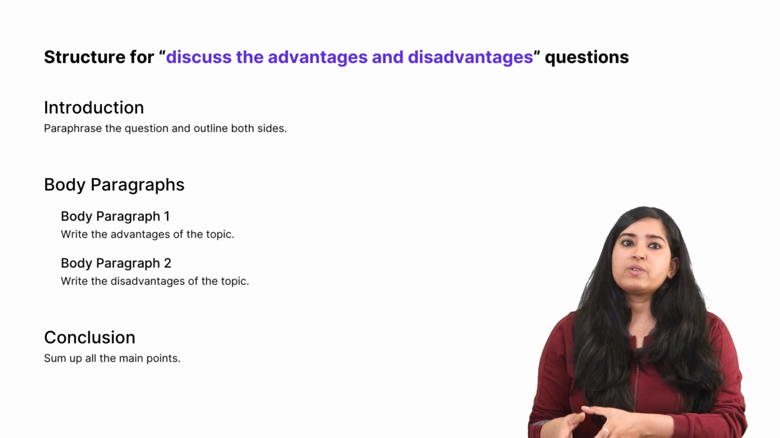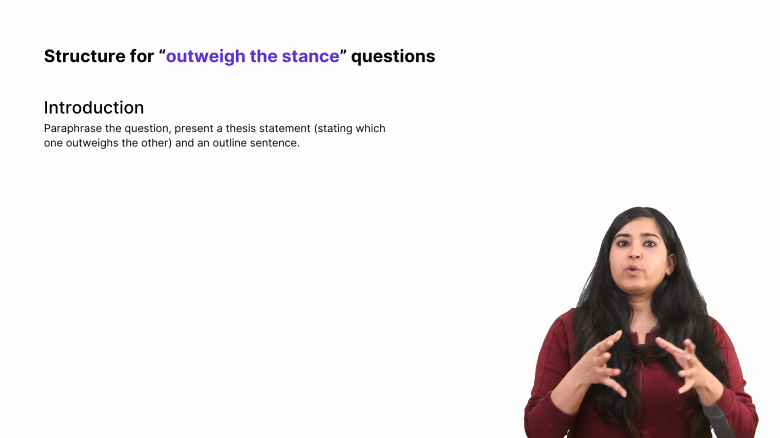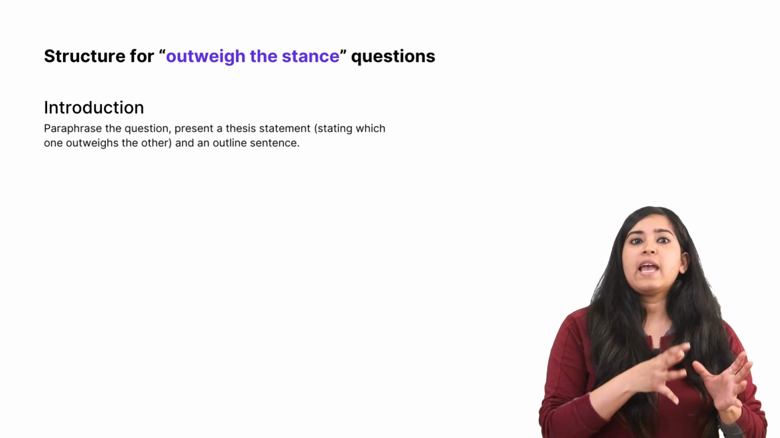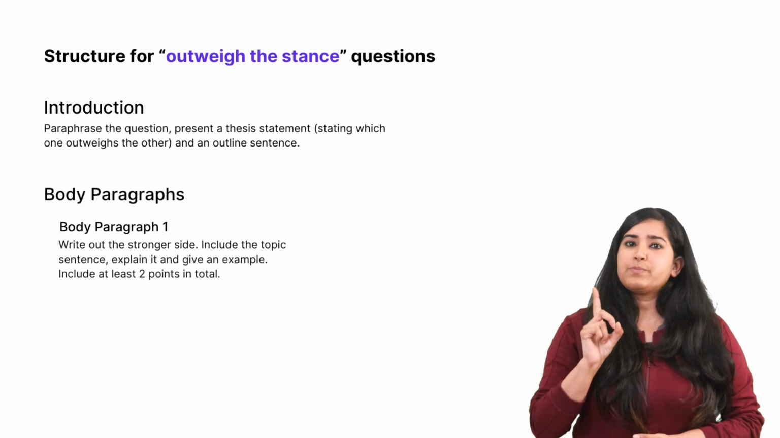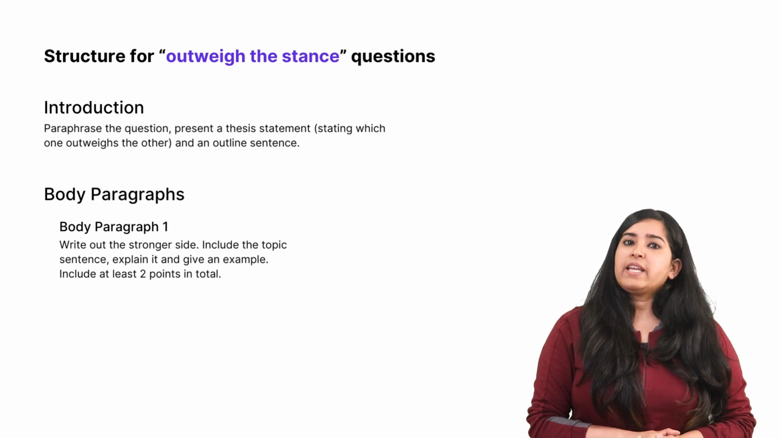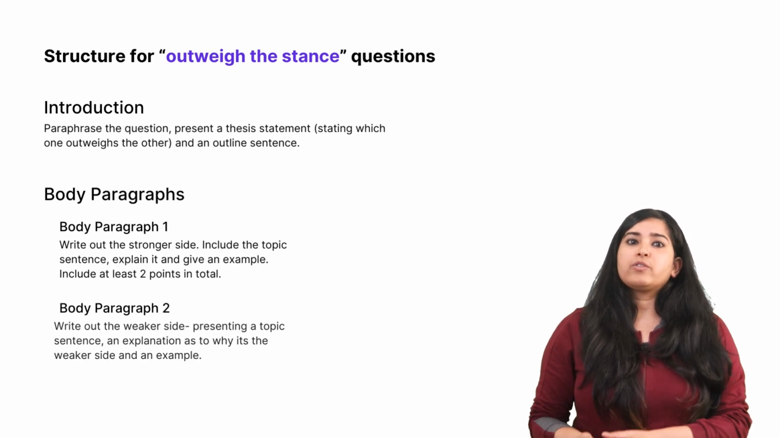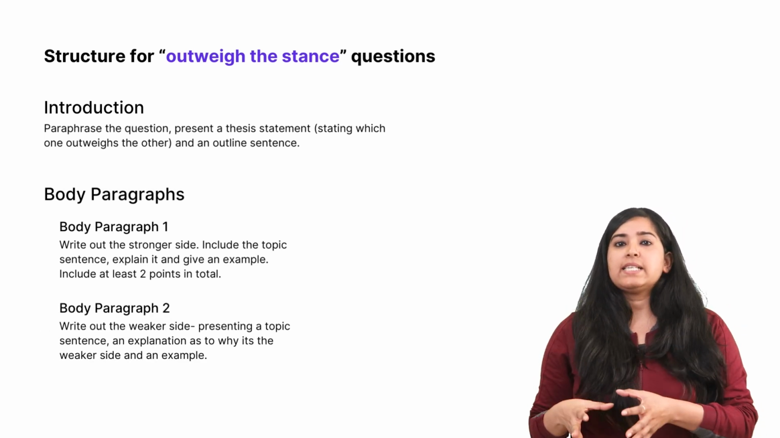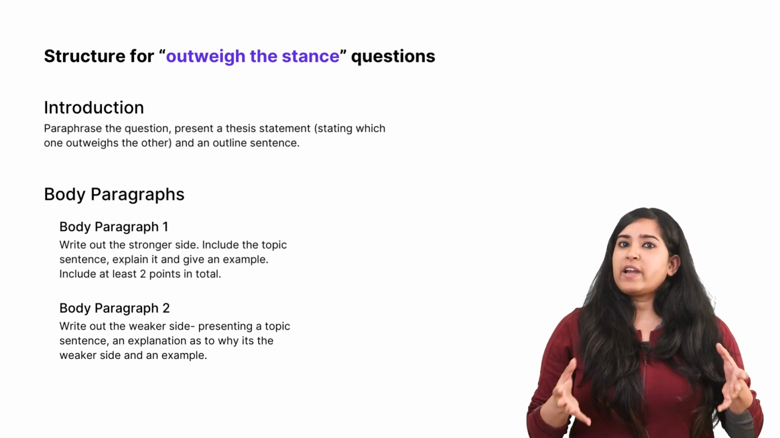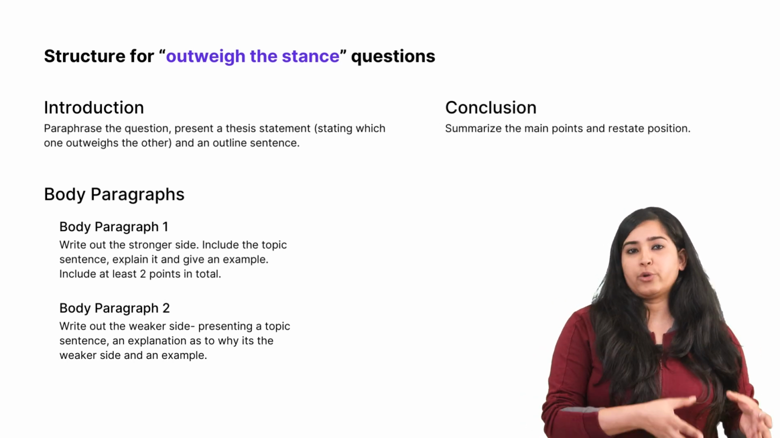The other structure you can use is this one, where the question asks you to outweigh the stance. The introduction, again, where you'll paraphrase the question, present a thesis statement where you state which one outweighs the other, and an outline sentence. Onto the first body paragraph, where you'll write out the stronger side. You'll include the topic sentence, explain it, and give an example. Include at least 2 points in total. The second body paragraph will present the weaker side, presenting a topic sentence, an explanation as to why it is the weaker side, and an example. Your final paragraph will be, yes, the conclusion, where you'll summarize the main points and restate your position.